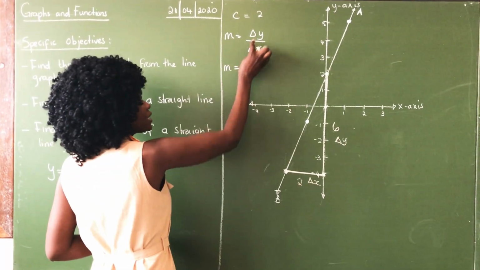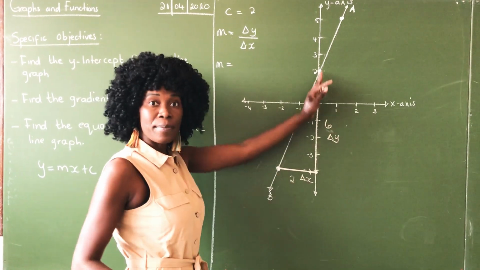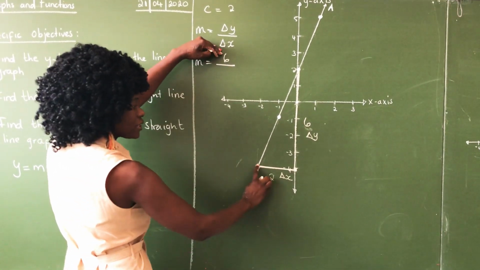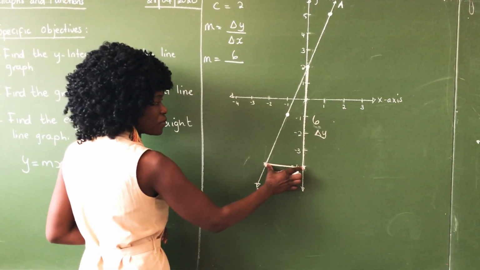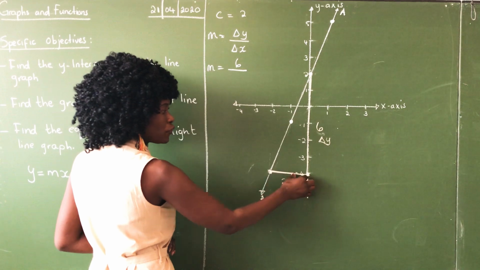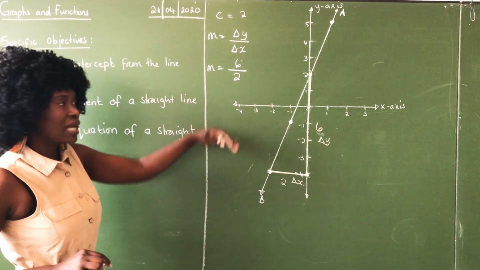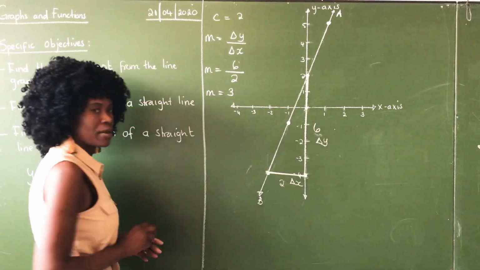Alright, so what is my change in y? My change in y is 6. I moved up 6 places, so it's positive 6. My change in x, which is the side parallel to the x-axis, from this corner to that corner, I moved 2 places. So it will be 6 divided by 2. Then you calculate 6 divided by 2, that will give us positive 3.